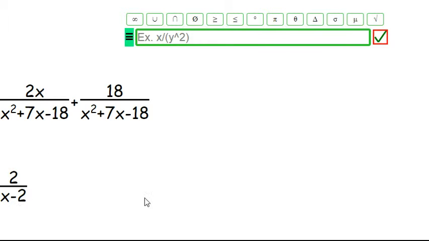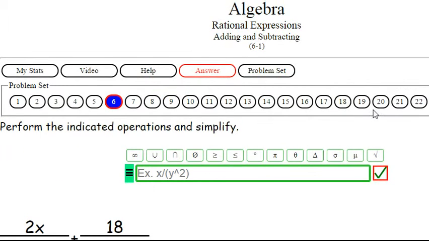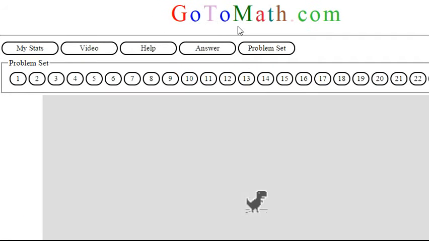So I clicked on the answer. I saw that. I'm like, oh, I forgot to factor. Okay, so there you go. We're over here at GoToMath.com, getting it figured out. And I'll see you in the next problem.